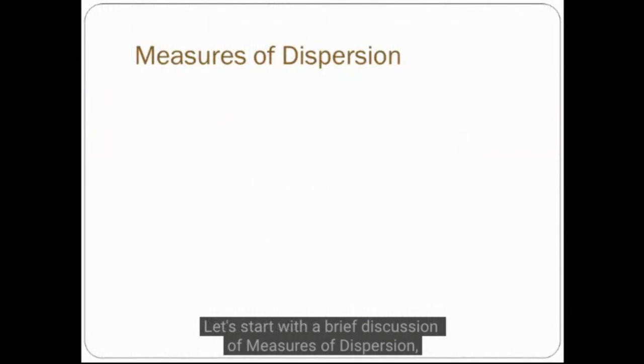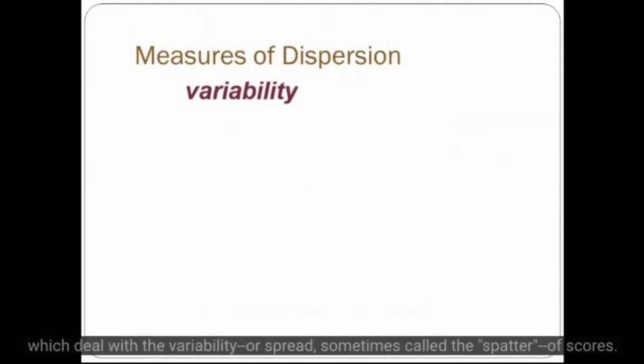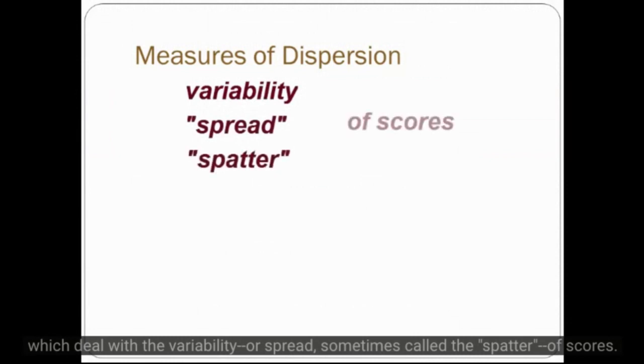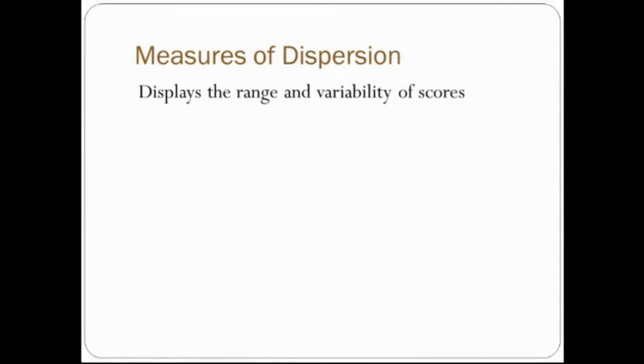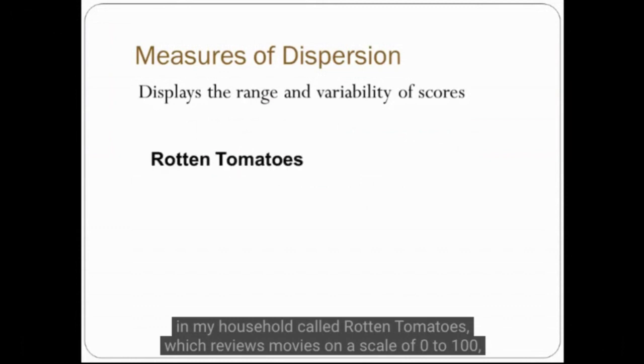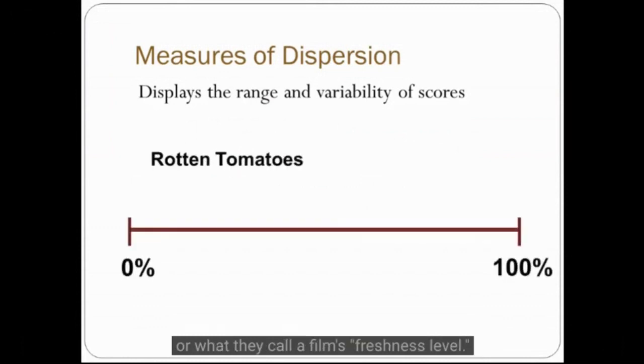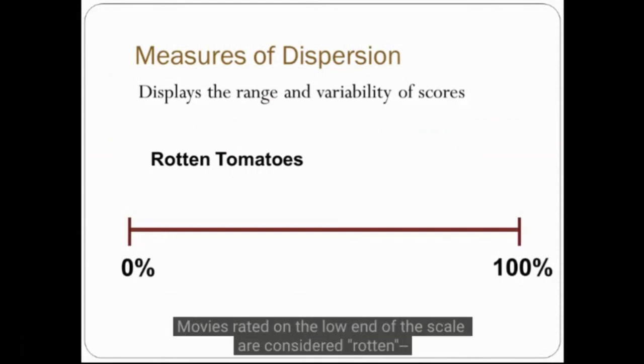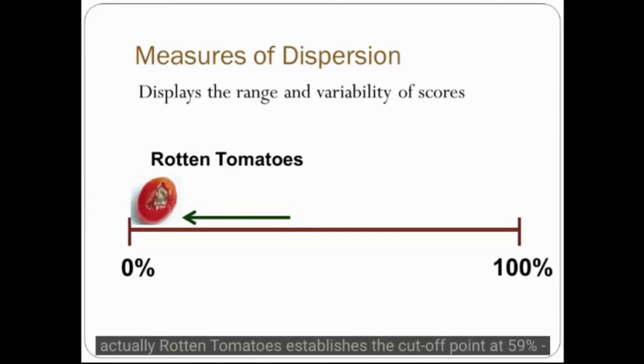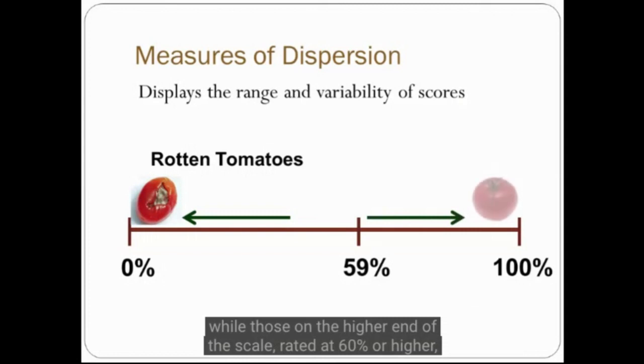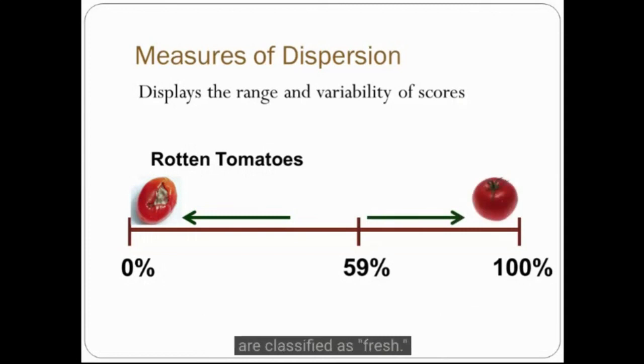Let's start with a brief discussion of measures of dispersion, which deal with the variability or spread, sometimes called the spatter, of scores. Measures of dispersion help us understand the range and variability of scores. For our example, let's turn to a popular website in my household called Rotten Tomatoes, which reviews movies on a scale of 0 to 100, or what they call the film's freshness level. Movies rated on the low end of the scale are considered rotten. Actually, Rotten Tomatoes establishes the cutoff point at 59%. If a movie is rated 59% or lower, it's classified as rotten, while those on the higher end of the scale, rated at 60% or higher, are classified as fresh.